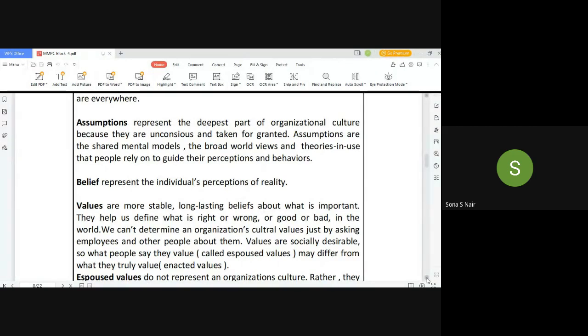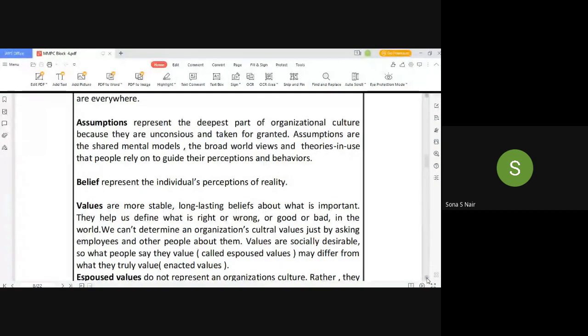Belief represents the individual's perceptions of reality. So you may believe something, and I may believe the same, or about a particular topic I might believe differently. Values are more stable and long-lasting beliefs about what is important. Values tell us what is right or wrong, good or bad. We might have different values. And we can't determine an organization's cultural values just by asking people.